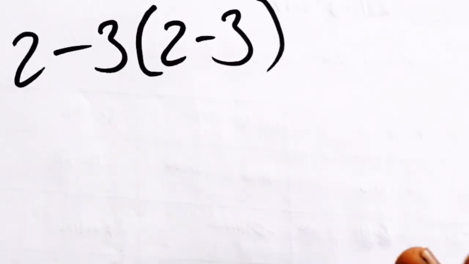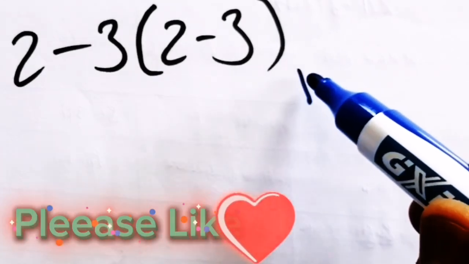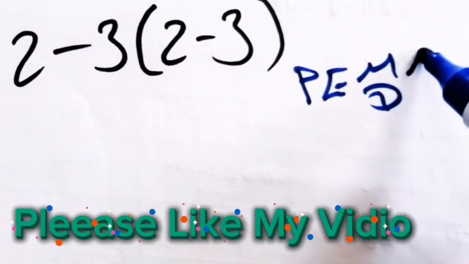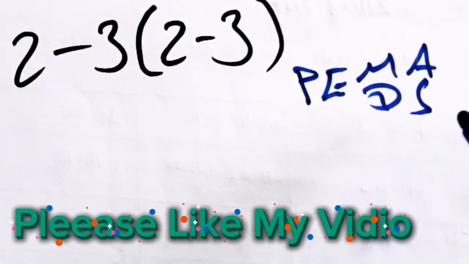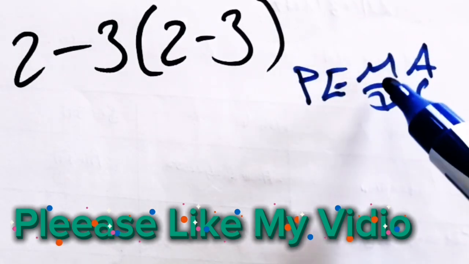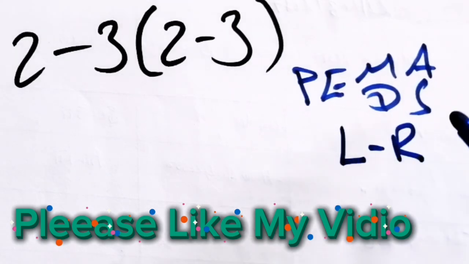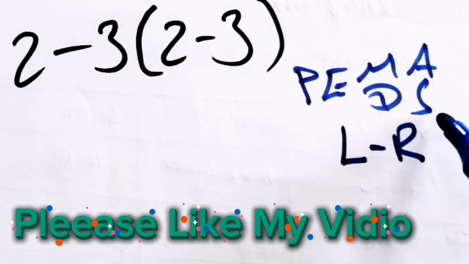Because according to the order of operation PEMDAS, first we have to do parentheses, then exponent, multiplication or division, and finally addition or subtraction. Remember that multiplication and division have equal priority. Work from left to right. The same applies to addition and subtraction.